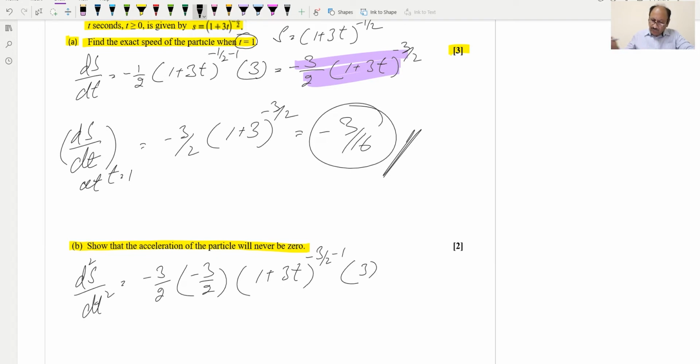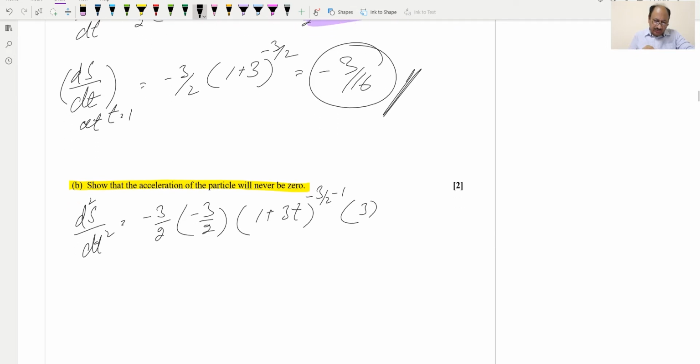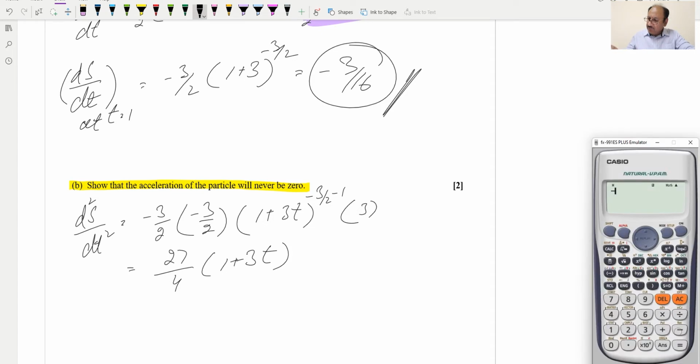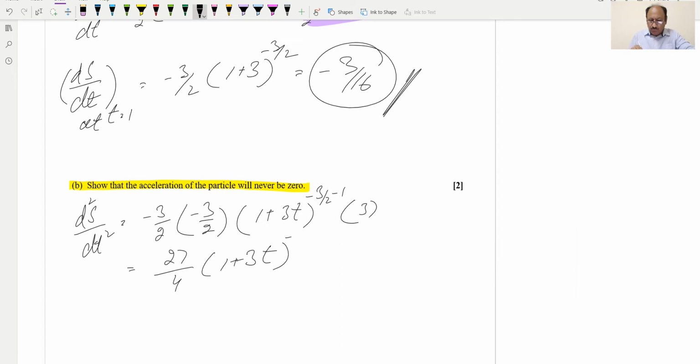Now we can rewrite it. This will be 3; 3s are minus 3 into minus 3 will be 9, 9 into 3 will be 27, so 27 by 4 into 1 plus 3t raised to the power minus 3 over 2 minus 1, and this will be equal to minus 5 by 2. So minus 5 by 2 will be our power.